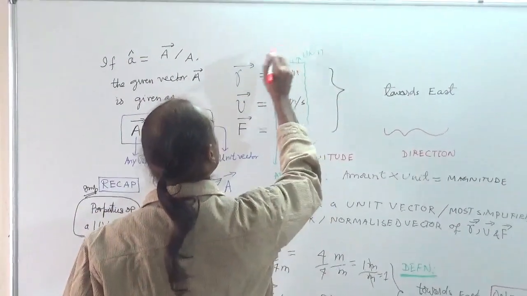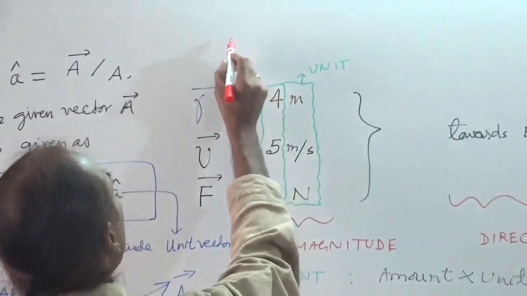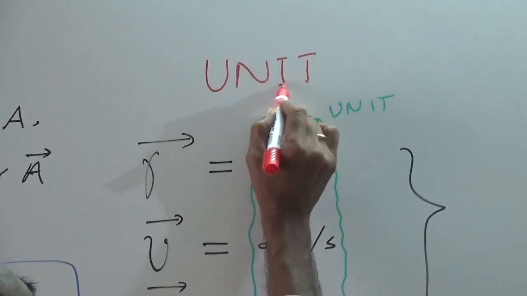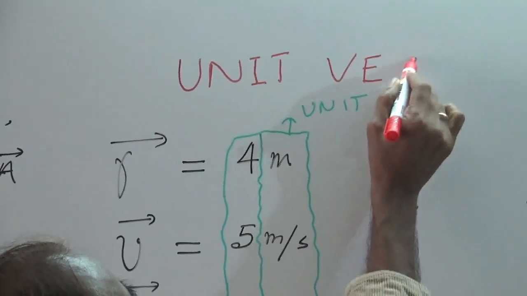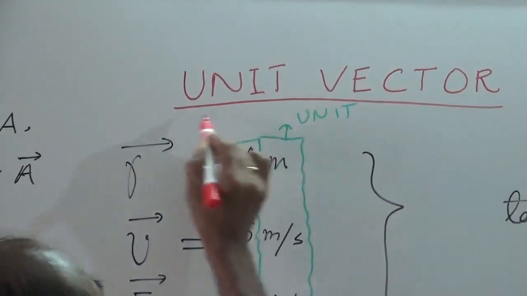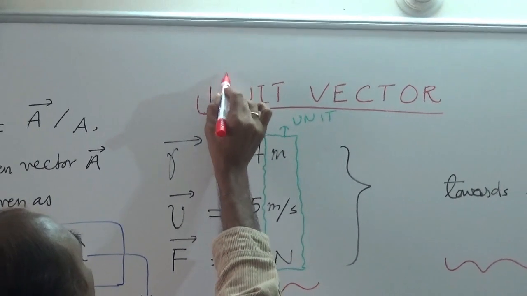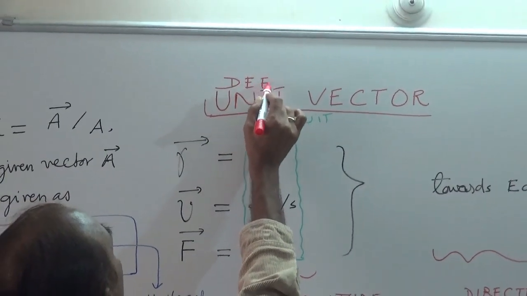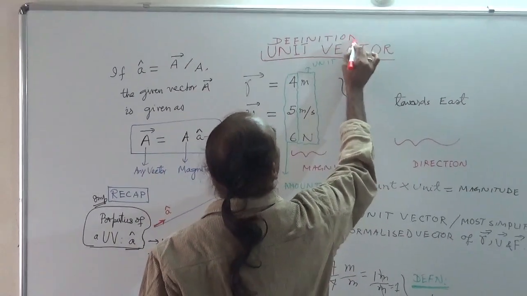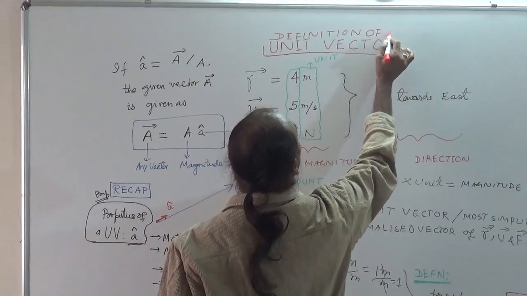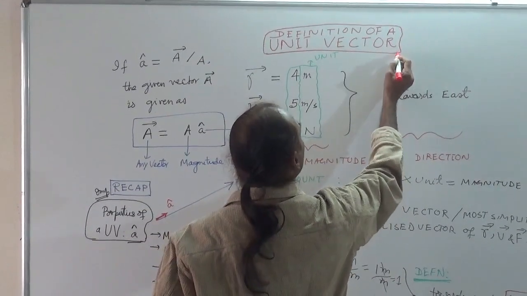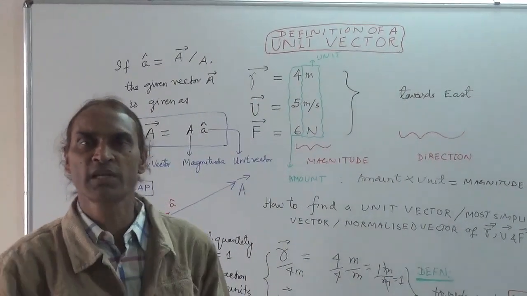So this is the very important context of unit vectors: how to define a unit vector, the definition of a unit vector. In the next video we are going to tell you how the unit vectors are used in different coordinate systems.